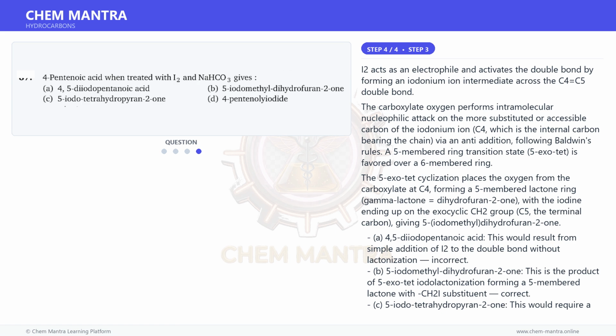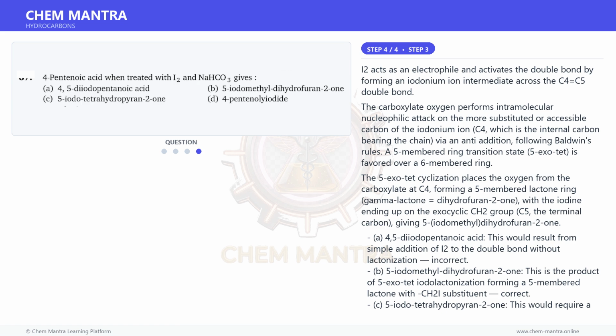A, 4,5-diiodopentanoic acid. This would result from simple addition of I2 to the double bond without lactonization, incorrect. B, 5-iodomethyl dihydrofuran-2-one. This is the product of 5-exo-tet iodolactonization forming a 5-membered lactone with a CH2I substituent, correct.